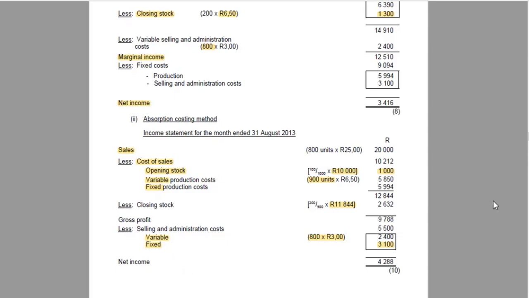So you do what? 11,884, and you divide it by 900, because these are the costs we've incurred for the 900 units that we produced for August. So it makes sense that you divide it by what it was incurred for, the 900 units, then it's 13 Rand 16. Right? That's the total full cost per unit for this month. You multiply it by the 200 units, which is the closing stock. So you get your 2.6.